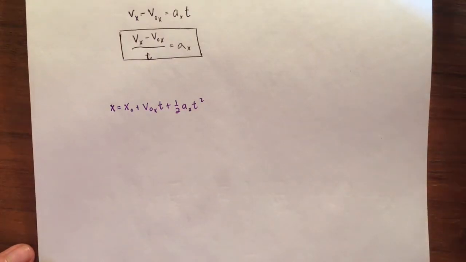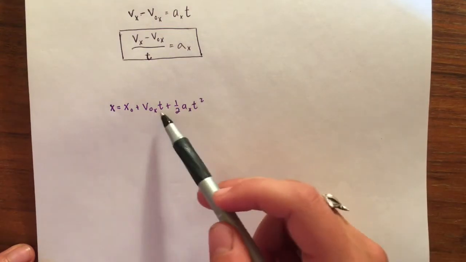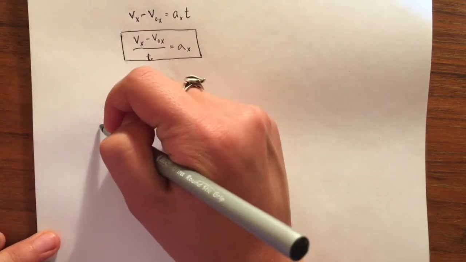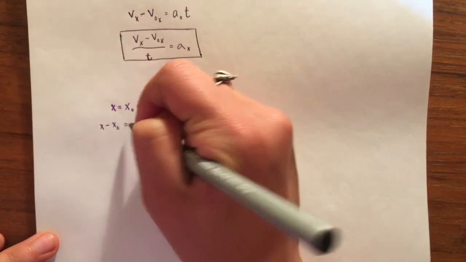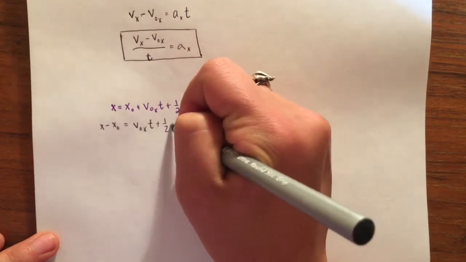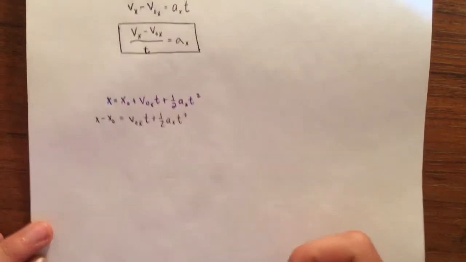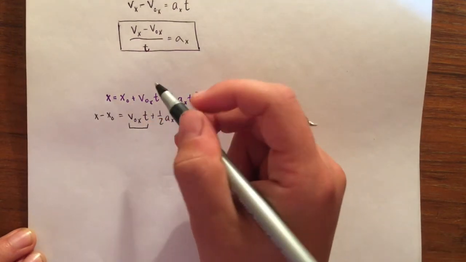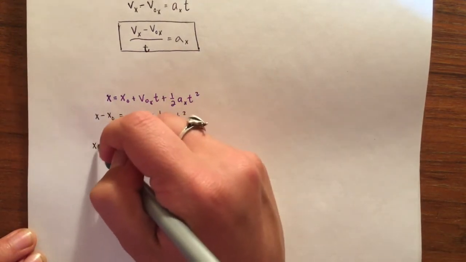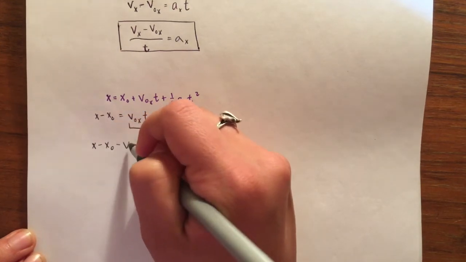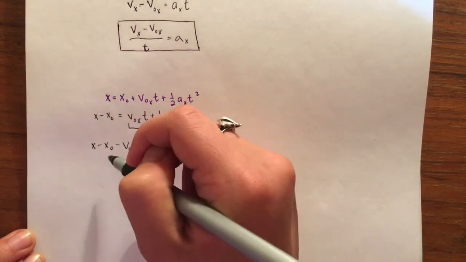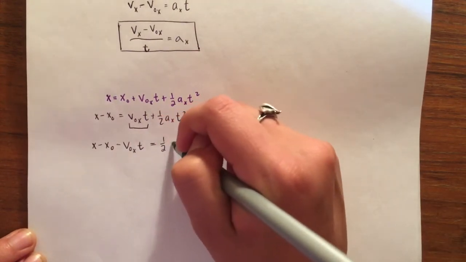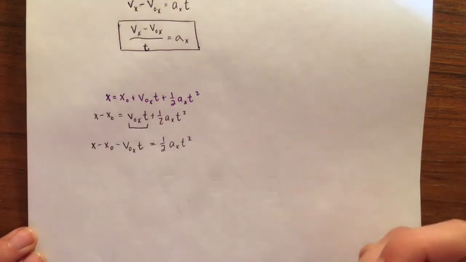Alright, second equation. I need to get a by itself, so I gotta get rid of these two terms first. So first thing, I'm gonna subtract x naught on both sides. Okay. Second step, I'm going to subtract this entire term, v naught x t, on both sides. And yes, you could have subtracted both of those terms, x naught and v naught x t, at the same time. I'm just going through this step by step. It's fine to do it either way.